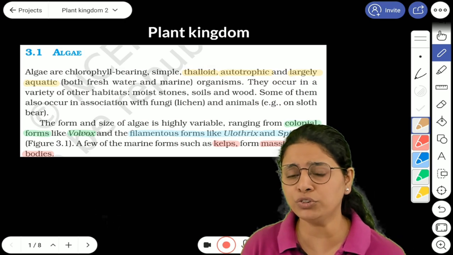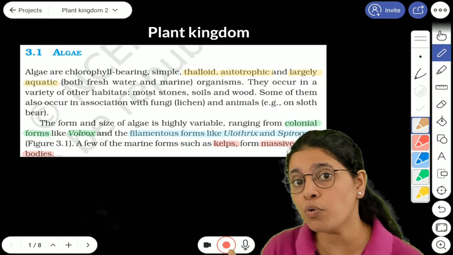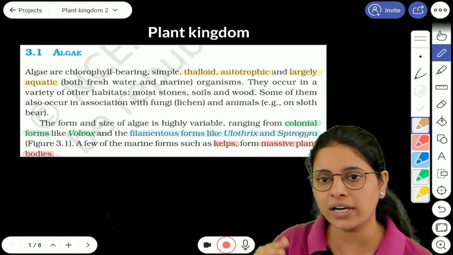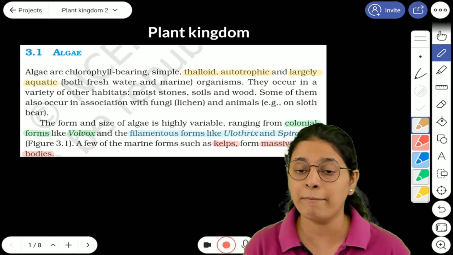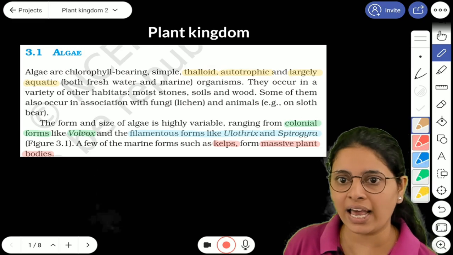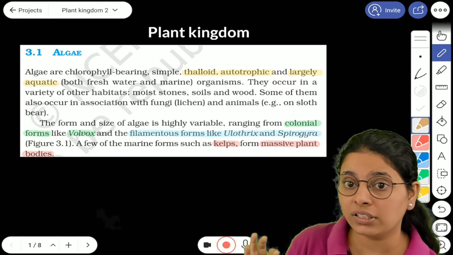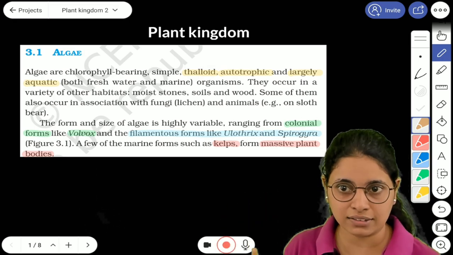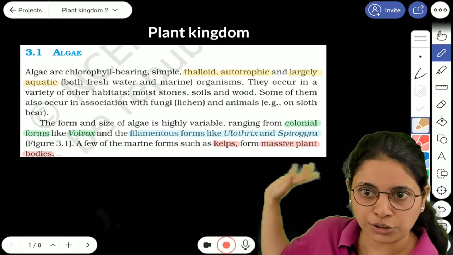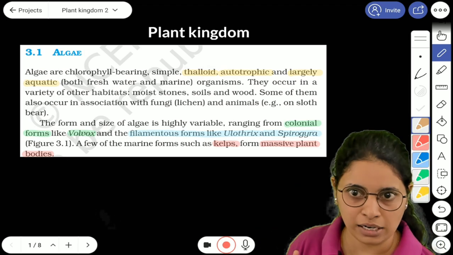Next, we do have some giant algae. They have massive plant bodies, like they may reach up to a height of 100 meters also, and these are kelps. Okay, so there are different species of kelps like Macrocystis which grow very huge, and that is why it's mentioned as they have massive, means huge plant bodies. Okay, so this is very important. Example based questions can come on this. Colonial form is Volvox, filamentous forms Ulothrix and Spirogyra, and we have the massive giant plant bodies in kelps, right?